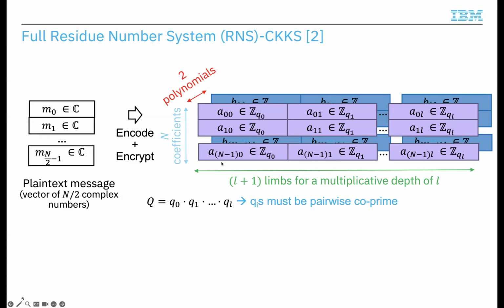So you have n coefficients along the rows. You have L+1 limbs along the columns. And then you have the A polynomial and the B polynomial separately. And that's your single ciphertext.